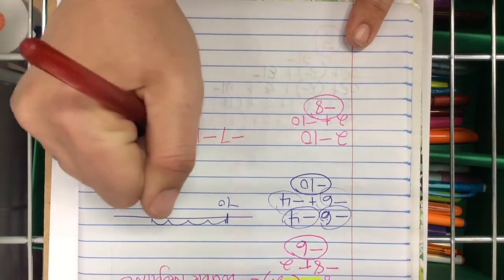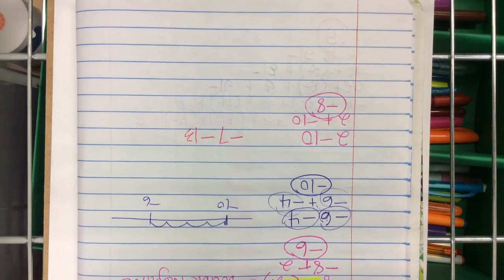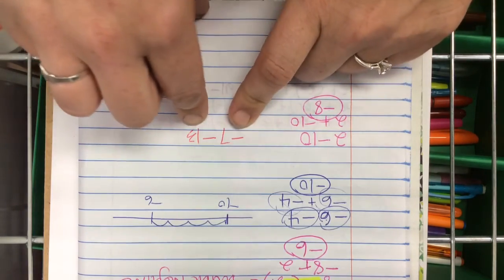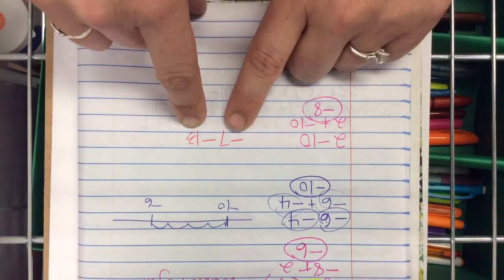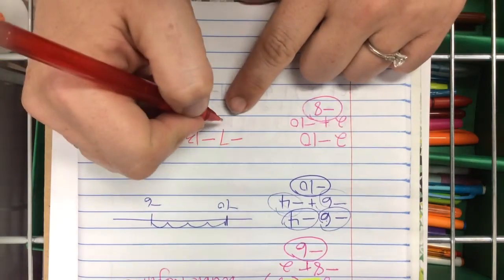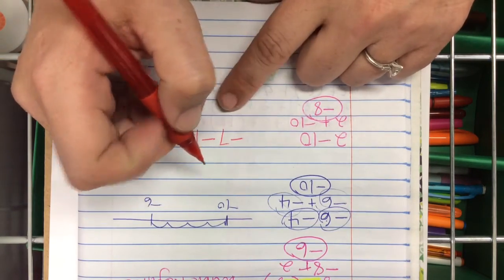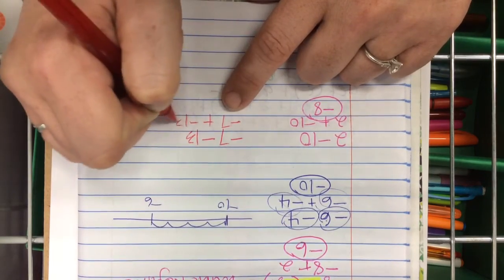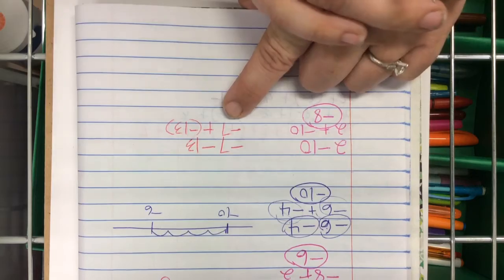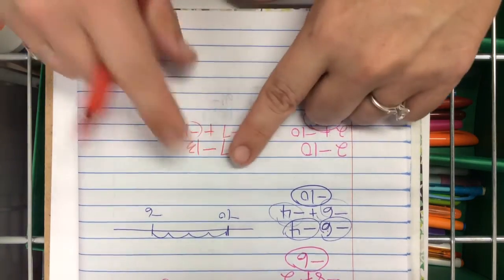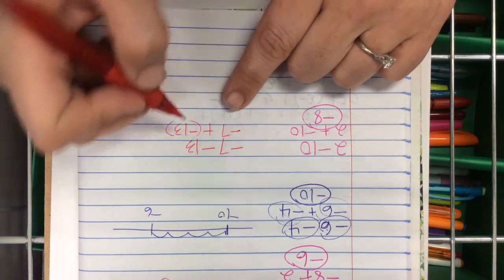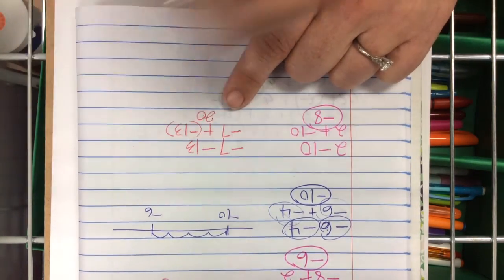Negative 7 minus 13. Tell me about it. The same. And can you rewrite it? Do you have to? Not necessarily. But at the beginning we should. How do you rewrite it? Sophia. Negative 7 plus negative 13, because I've got a negative 7 value and I've got a negative 13 value. Are they the same or different? Same. Find the sum, keep the sign.